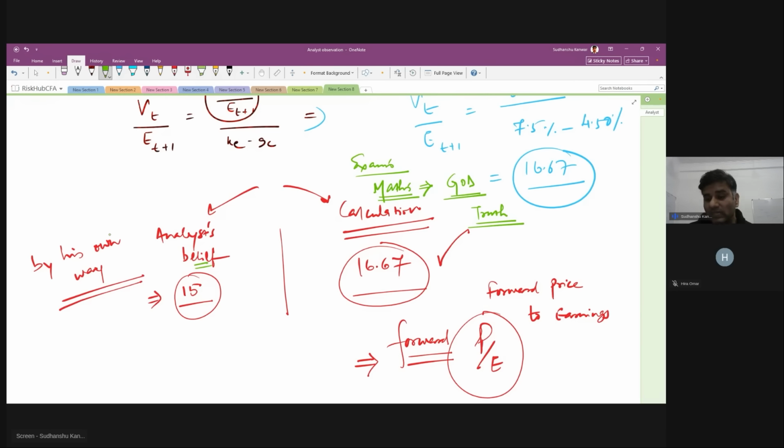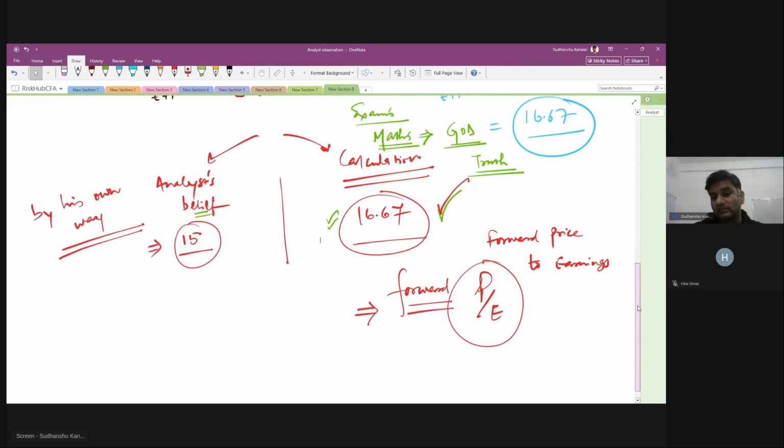How he has done this calculation, I have no clue. Neither am I interested in knowing what he has done. For me, the calculation, the maths, is the truth. Again, real worlds will work very differently. But what I'm trying to say is that in these kinds of exams, CFA, FRM, whatever, this is the truth. So the truth is that forward price to earnings is 16.67.